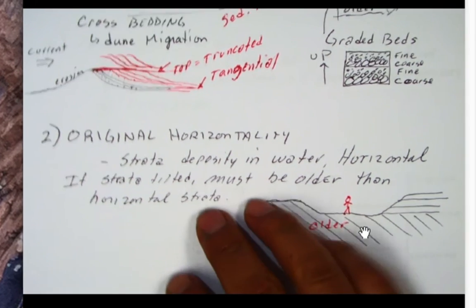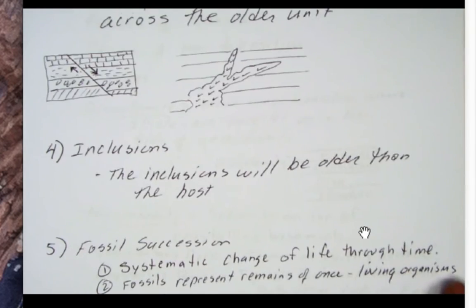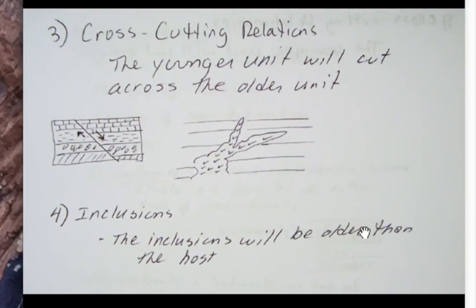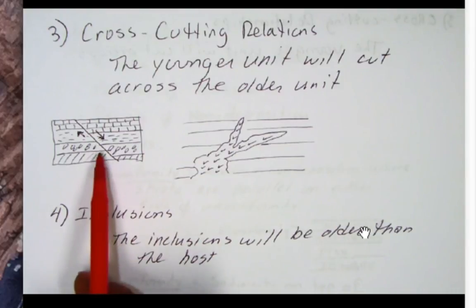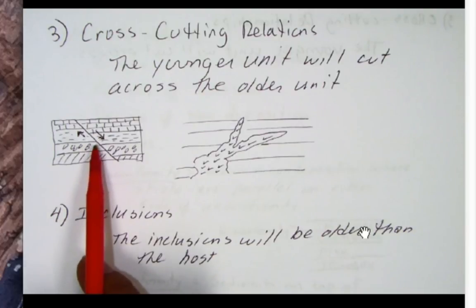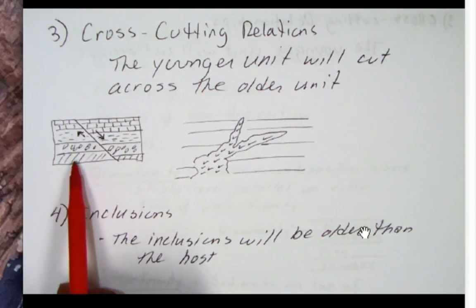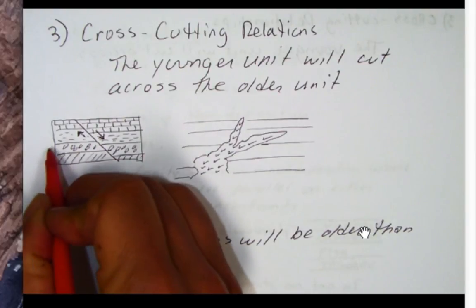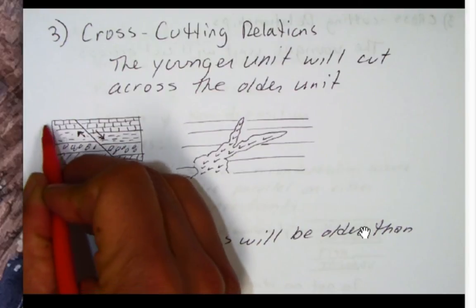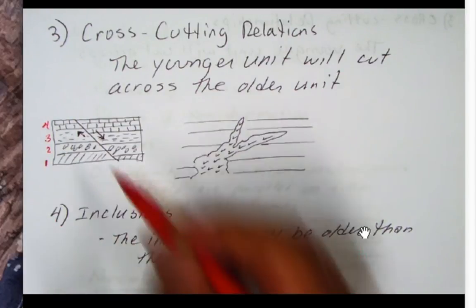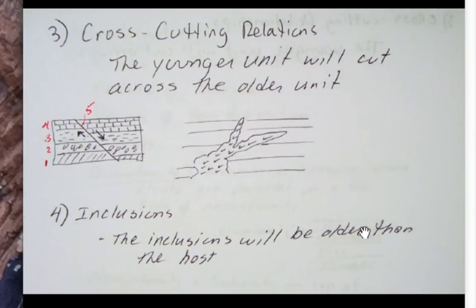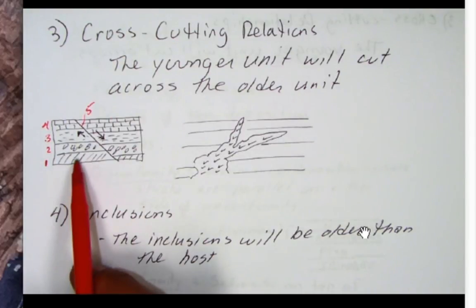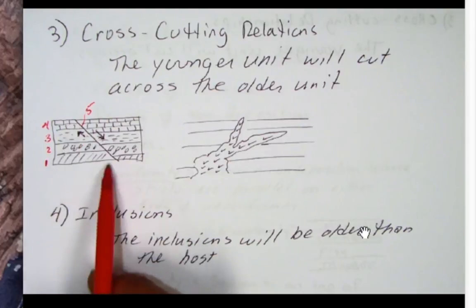Now, let's look at the next principle, which is the principle of cross-cutting relations. In this case, we're seeing a younger unit that cuts across the older one. So here we have some strata, and the strata are faulted. So the fault is younger than the strata. In fact, if we did a little geologic history for this diagram, this is the oldest at number one. This would be number two. This stratum would be four, three and four. And then the youngest unit would be this number five. So there are five events that happen here: this unit, this unit, this unit, this unit, and then finally the faulting.